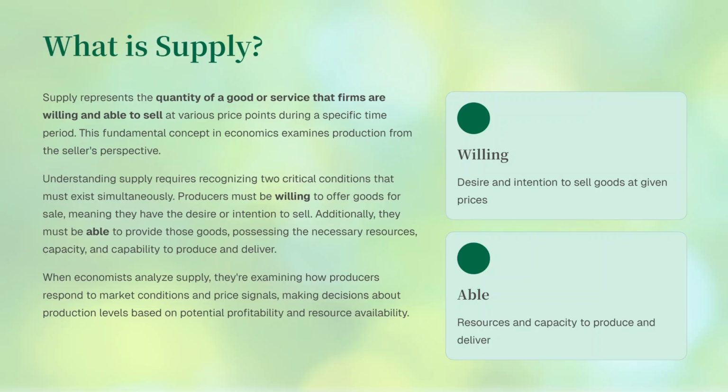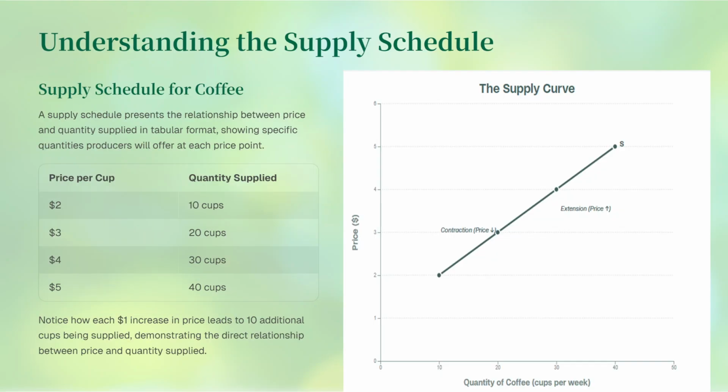Just like demand, supply has a precise economic meaning. Supply is the quantity of a good or service that firms are willing and able to produce and sell at various prices over a certain period of time. Again, the keywords are willing and able. A company might be able to produce 1 million smartphones, but if the market price is too low to make a profit, they won't be willing to do so. Both conditions must be met for there to be supply. We can represent this relationship in a supply schedule, a table, and a supply curve, a graph.